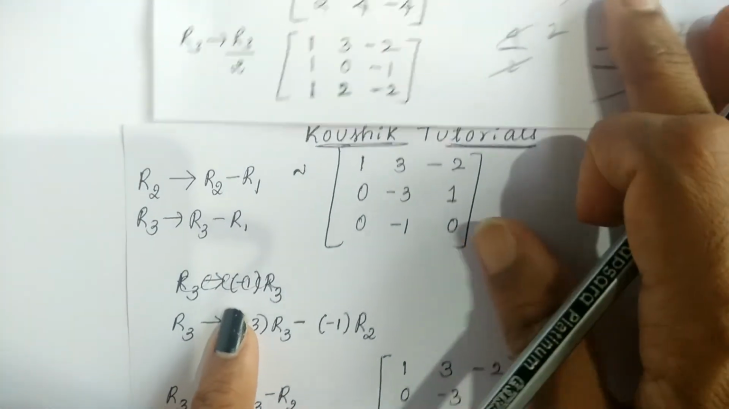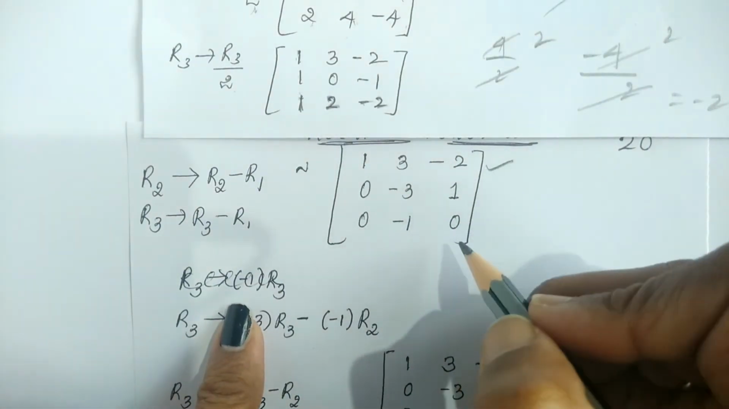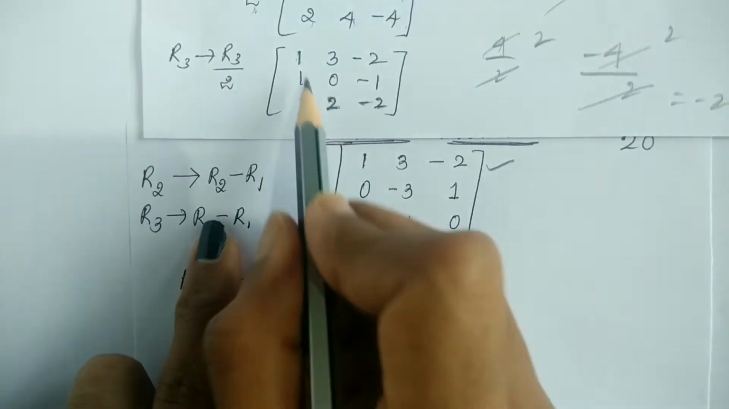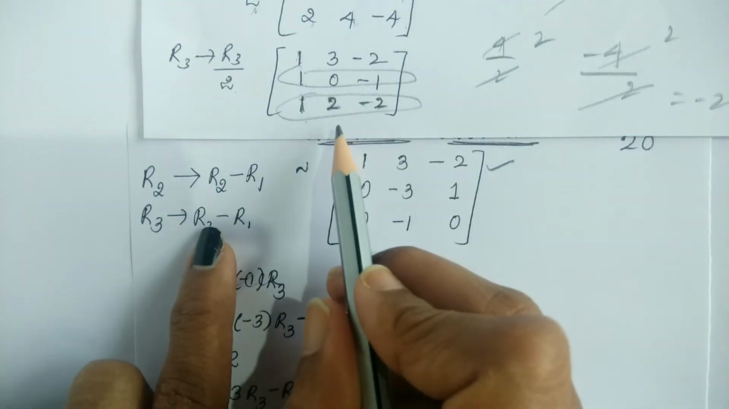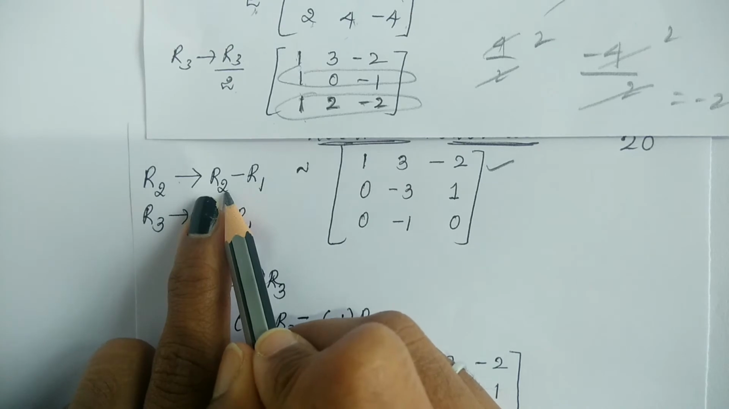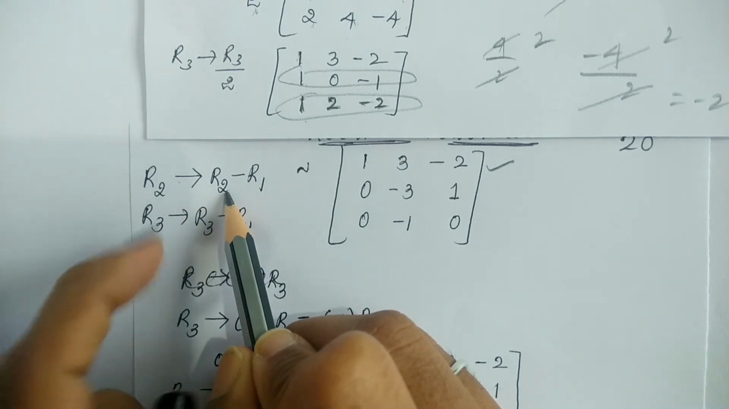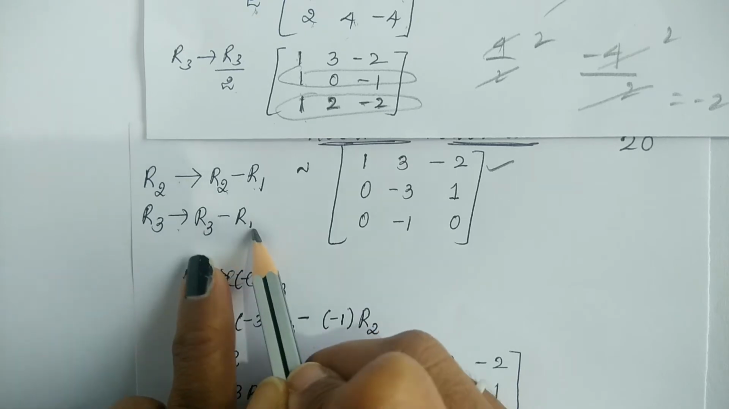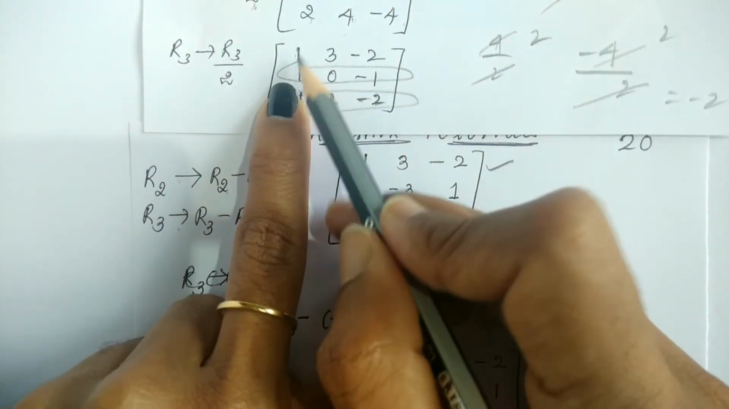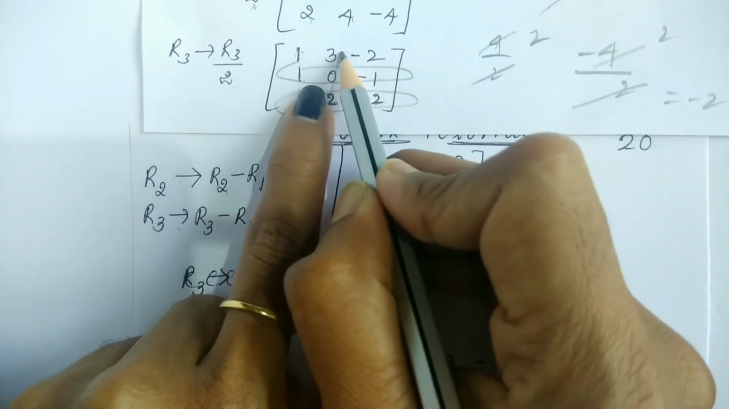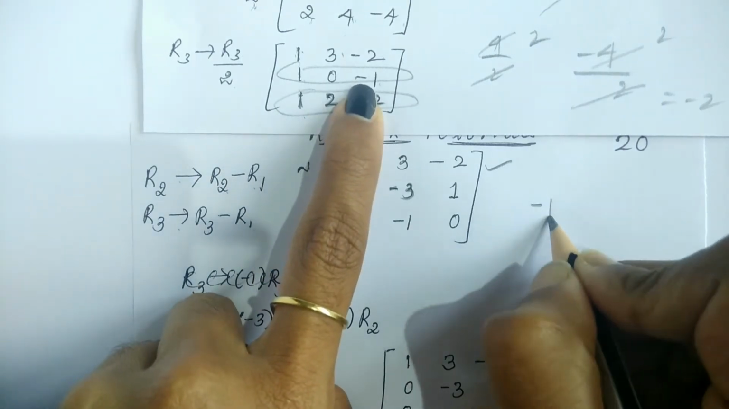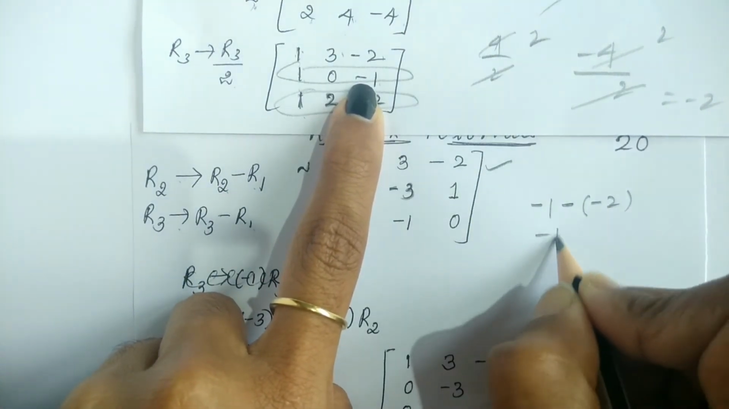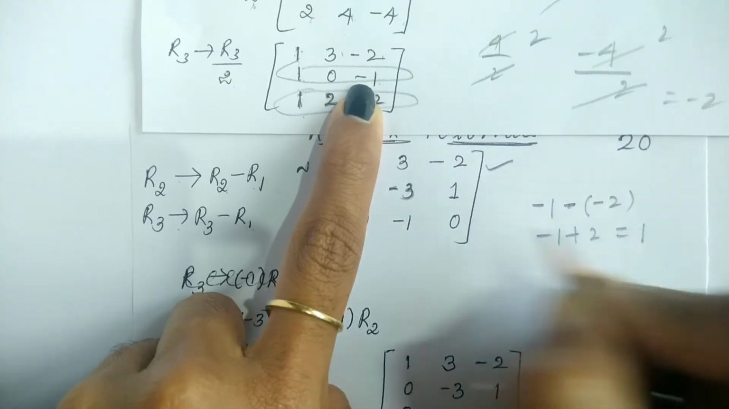So here is the next step. Take 1, 3, minus 2 as it is, and R2 is the complete row 2, R3 is the complete row 3. So R2, I am using the row operation as in the previous problem: R2 minus R1, and for R3, R3 minus R1. So what is R2 minus R1? 1 minus 1, 0. 0 minus 3, minus 3. Minus 1 minus, what is R1? Minus 2. So minus 1, minus into minus, plus 2, we get plus 1. So that is plus 1.